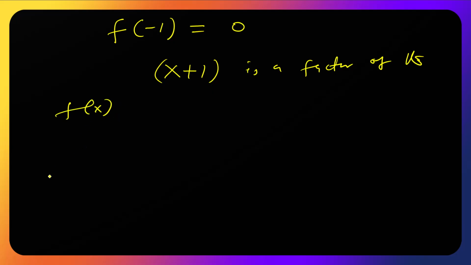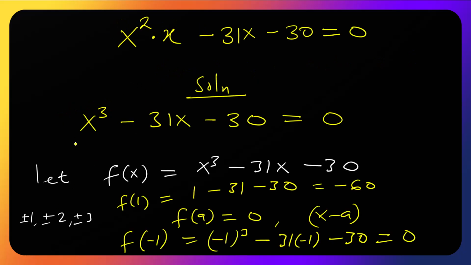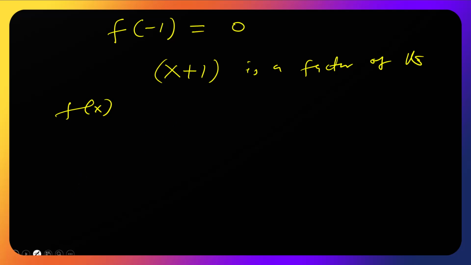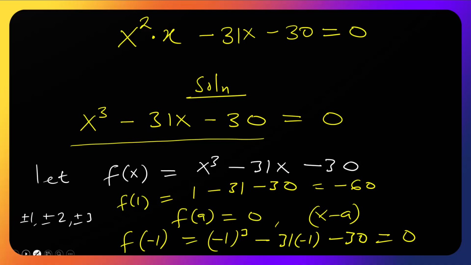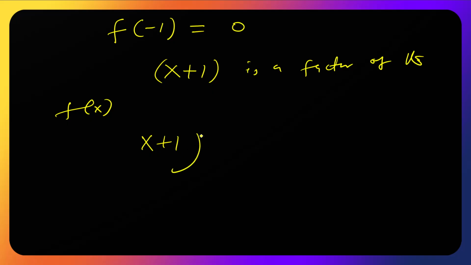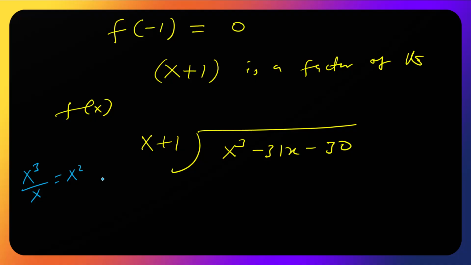Okay, now once x plus 1 is a factor of this polynomial, it means we can divide to get the other two factors. Remember, we have x cubed here, so once we divide this one, we'll get a quadratic. So x cubed minus 31x minus 30, divided by x plus 1. Let me confirm. Okay, so let's start. What I will do here is very simple. I will divide x cubed by x. So x cubed by x will be x squared. So this side will be x squared, and I'll multiply this one by this.